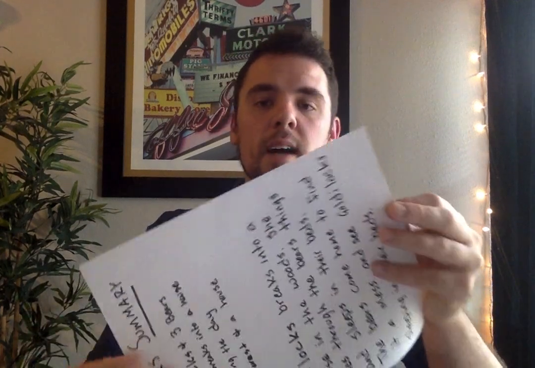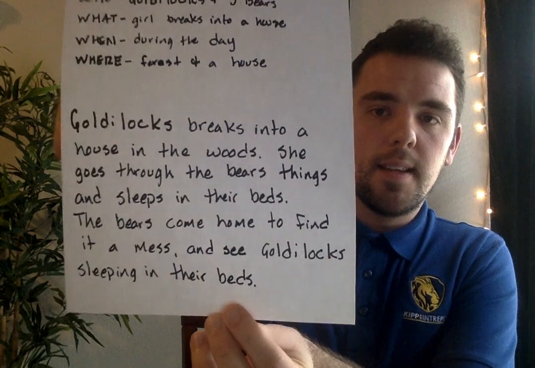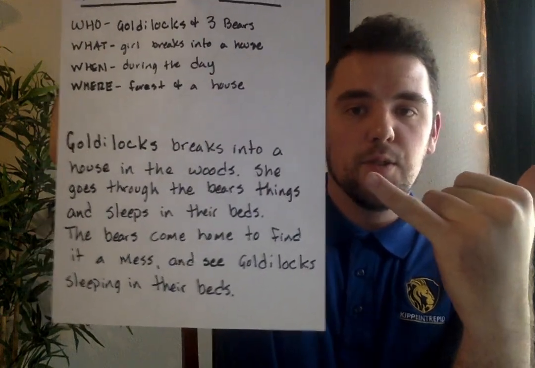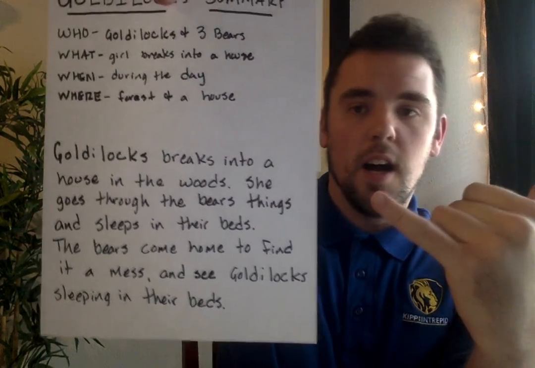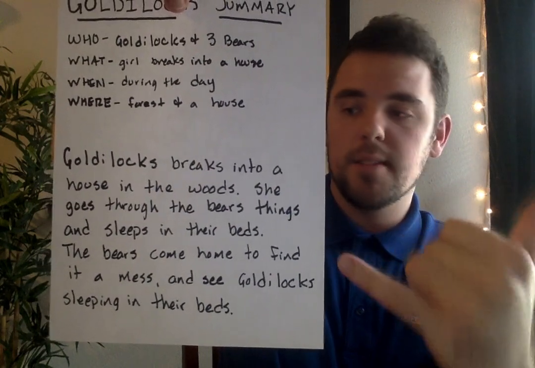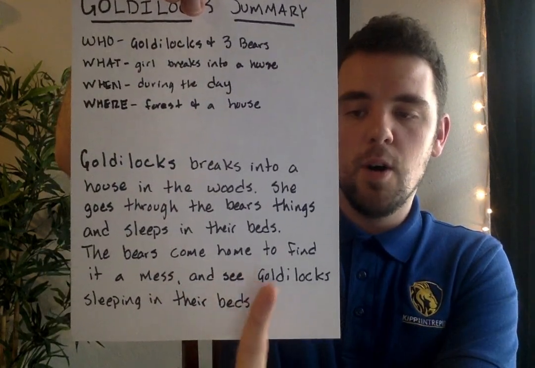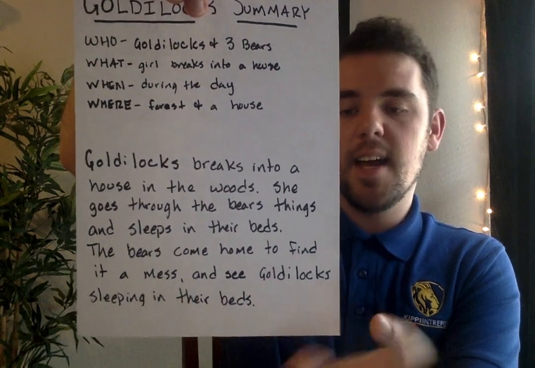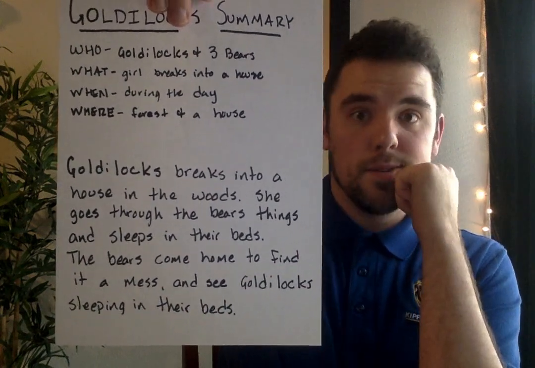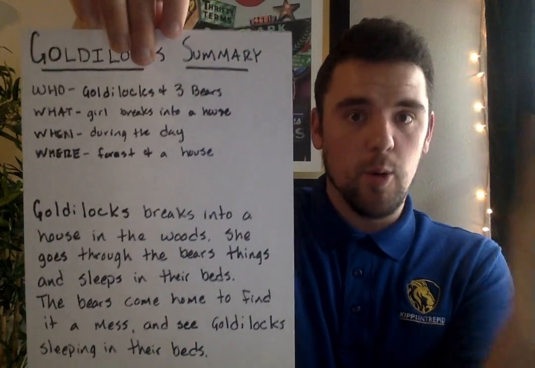Okay. So I want to double check. I have my format, beginning, middle, end, and I also want to make sure I include all my details. So I got Goldilocks and the three bears. Who's the story about? What's happening? A girl breaks into the house and makes a mess. I've included when, during the day, and where, in a house in the forest. So if I do a Goldilocks summary, it would look something like this. Goldilocks breaks into the house in the woods. She goes through their things and sleeps in their beds. The three bears come home to find it a mess and see Goldilocks sleeping in their beds. So that would be a perfect summary for what we just read.